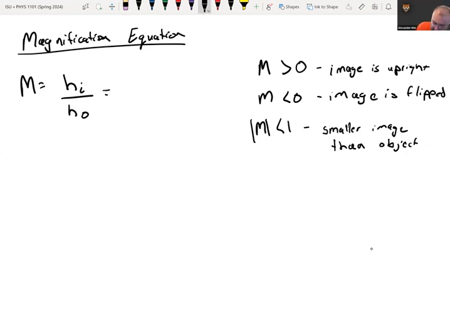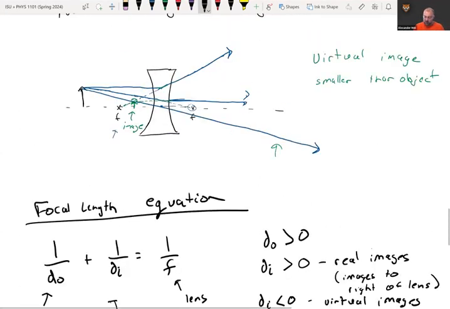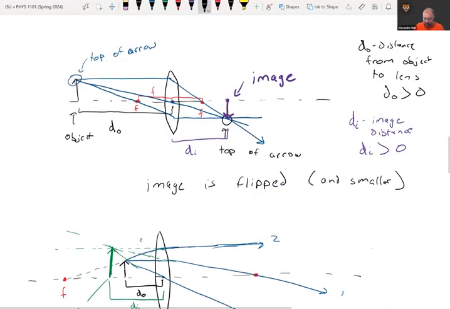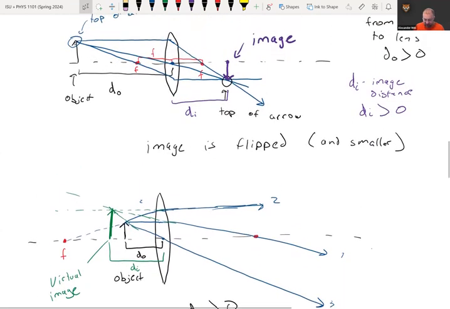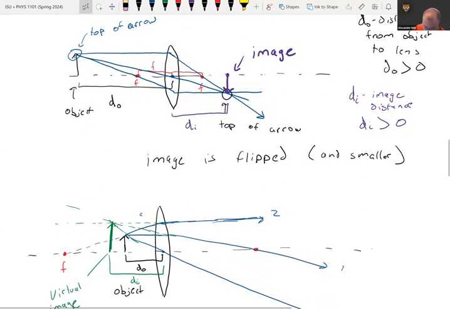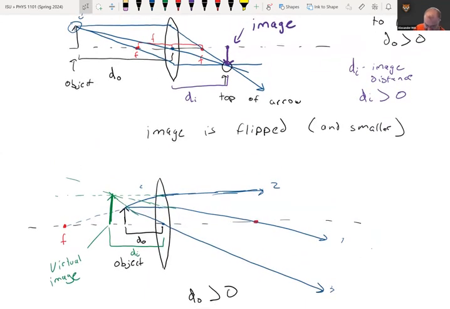Now it turns out that you can do some fancy little trig and you can end up with: actually, this is equal to the negative distance of the image over distance of the object. You can prove that by setting up some triangles here. That wouldn't be a big deal to do.